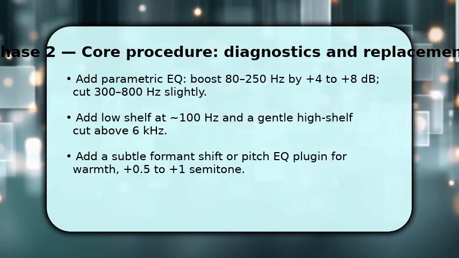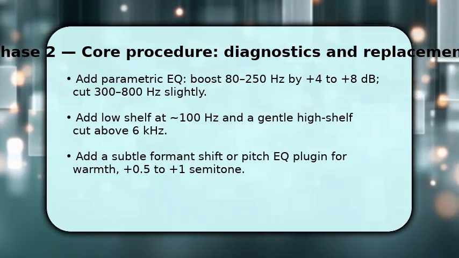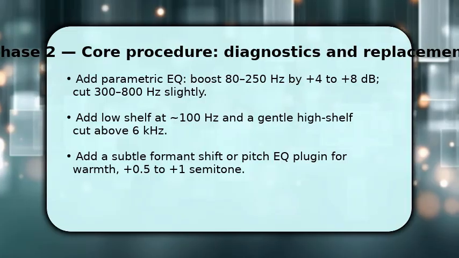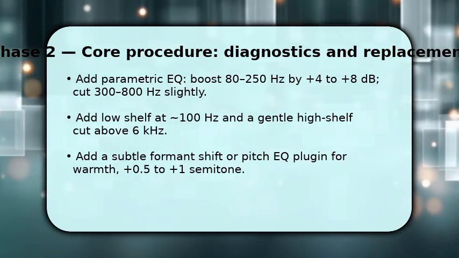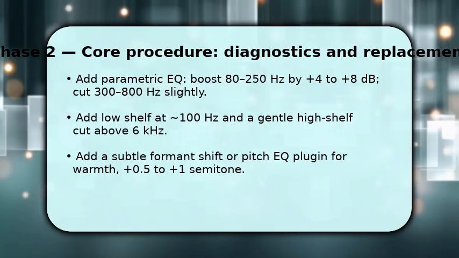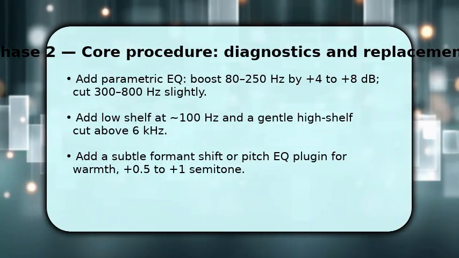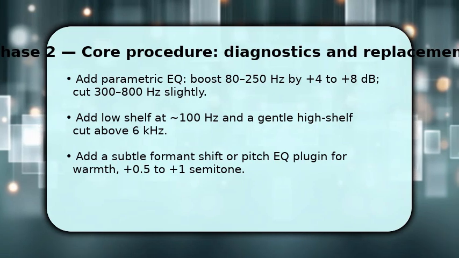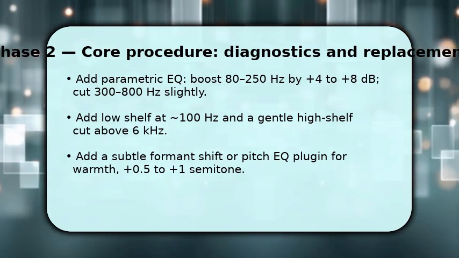Next, insert a low shelf at roughly 100 Hz to reinforce the fundamental, and a gentle high shelf cut above 6 kHz to remove sibilance. If available, add a subtle formant or pitch EQ set to about 1/2 to 1 semitone for perceived depth.